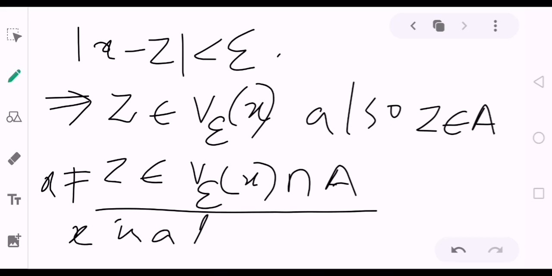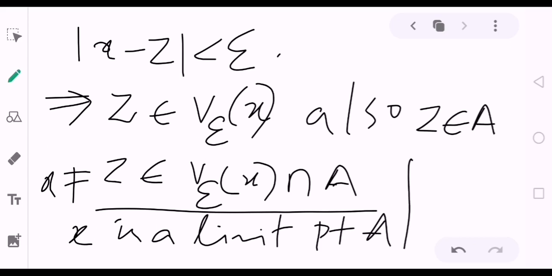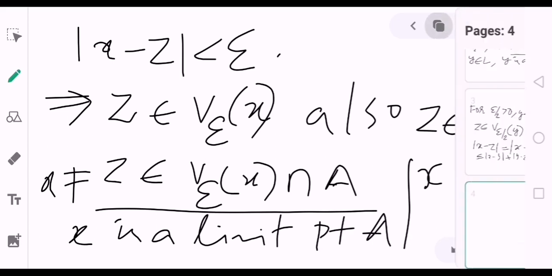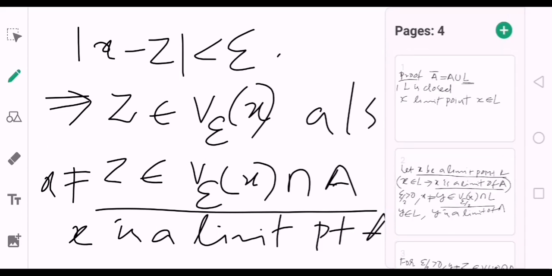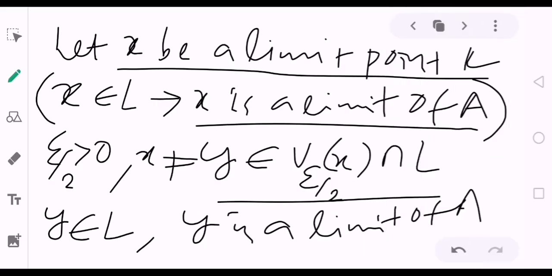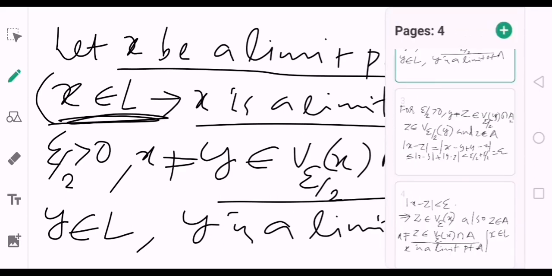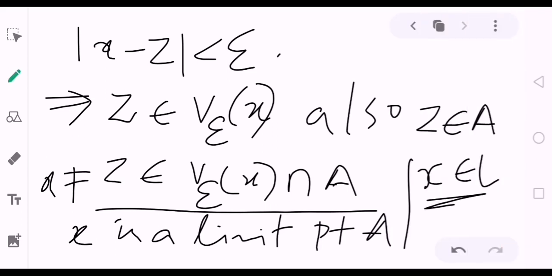X is a limit point of A. So, since x is a limit point of A, it must be contained in L. That is, x is an element of L. So, from where we started, we took x to be a limit point of L, and our claim is that x is an element of L. We want to prove that x is an element of L. Here we proved that x is an element of L. So, L is a closed set.